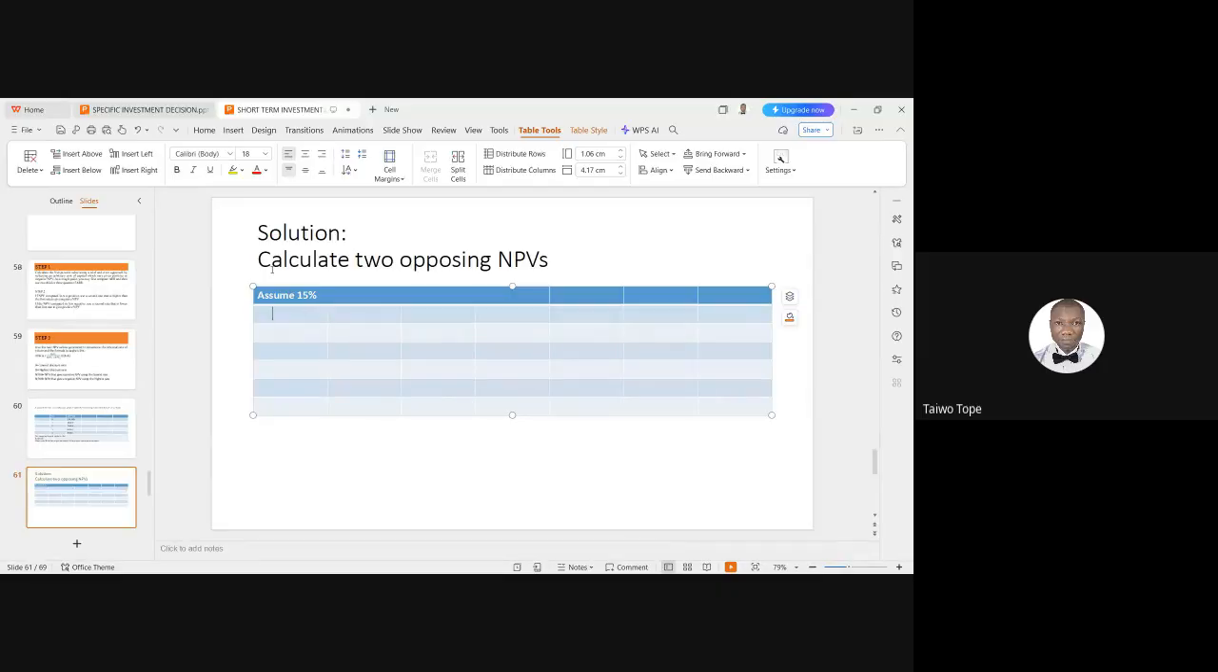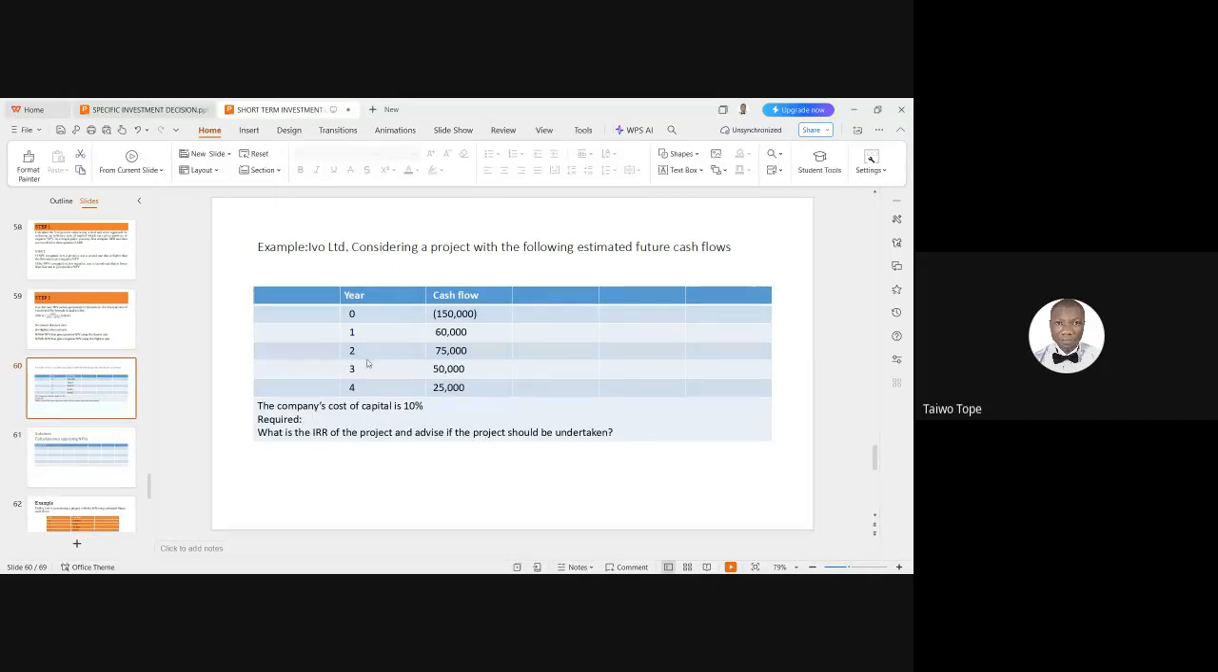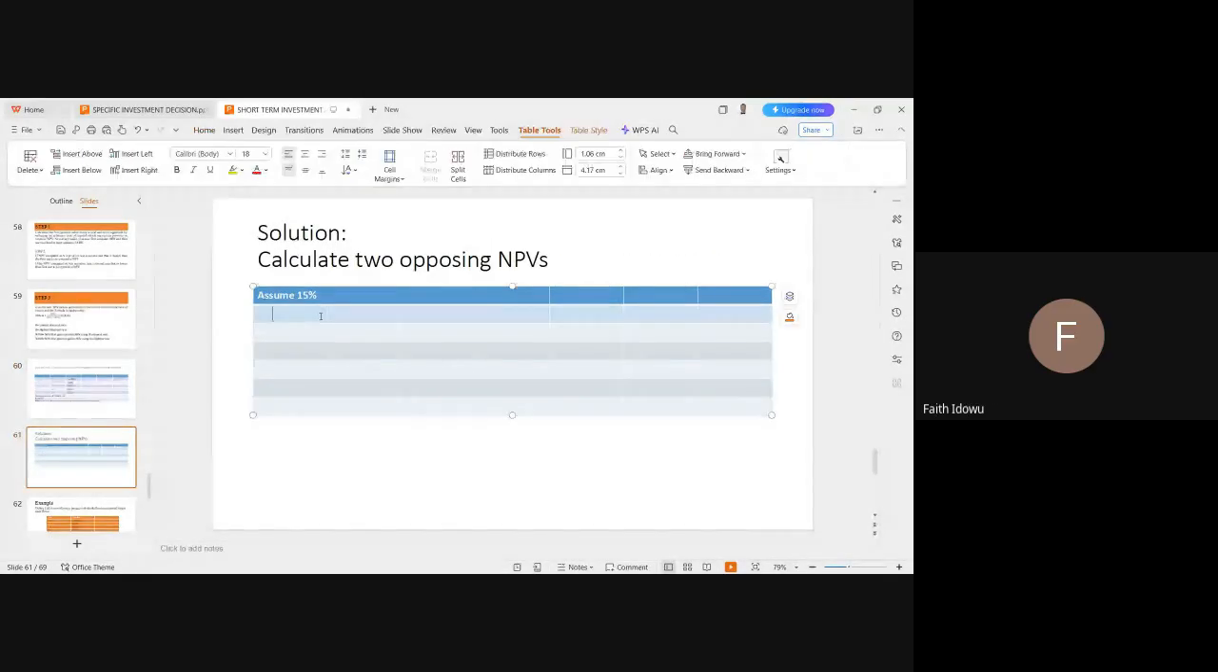So looking at this question, how many years are we looking at? We have year 1 to 4. So 4 years, and we have the period of investment, which is 0. We have year 1, we have year 2, year 3, and we have year 4.